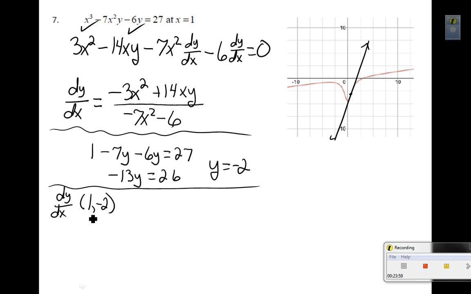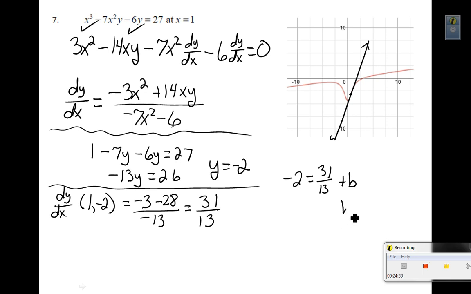So we're going to write the equation of the line at the point (1, negative 2). And when I run a 1 in for x and a negative 2 in for y, I'm going to get negative 3 minus 28 over negative 7 minus 6, negative 13. So my slope is going to be positive 31/13. I saw 2 negatives make a positive. To bring it home now, negative 2 equals 1 times 31/13 plus b. And when I subtracted 31/13 over, you're going to get negative 57/13.